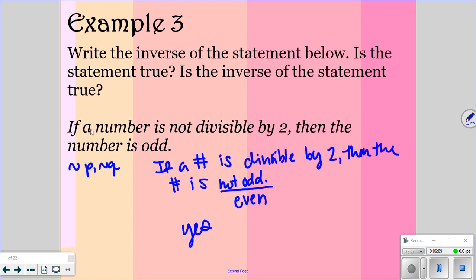Now the original statement. If a number is not divisible by 2, then the number is odd. It is also true. Both of these are either going to be true or false. So really, you only have to decide is one of them true or false, and then you know if the other one is true or false. So if one of them is kind of confusing, look and see if the other one is a little bit easier for you to figure out.